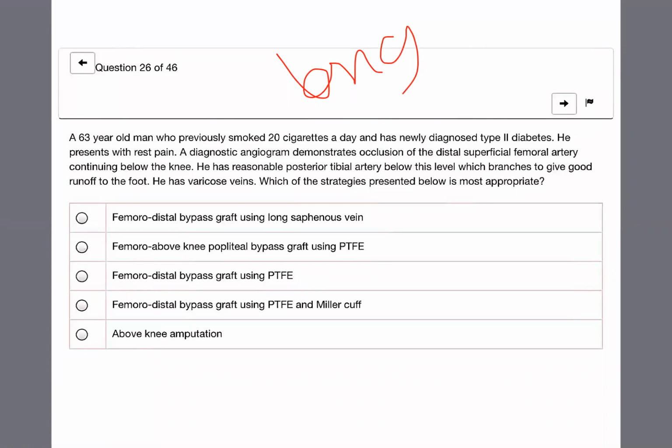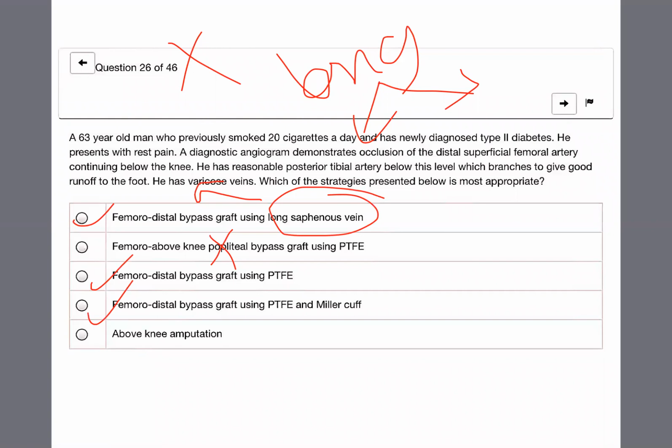Long occlusion means angioplasty can't be done, so we'll go for bypass. I have anatomical and extra-anatomical. The anatomical is femorodistal, the same course. Femoropopliteal, no, because here it continues below the knee, so the popliteal is occluded. Femorodistal using a vein, and he said the patient has a varicose vein, so the saphenous vein is damaged. So this is also excluded.